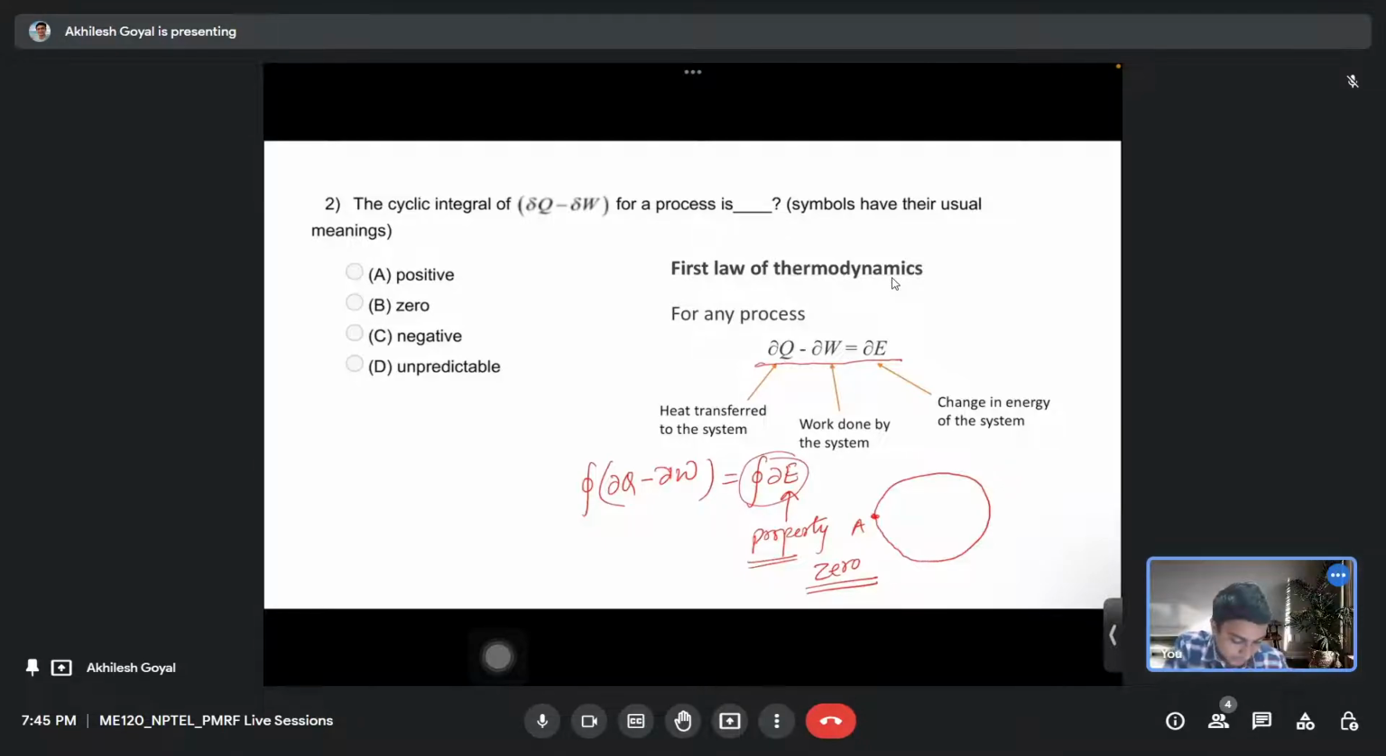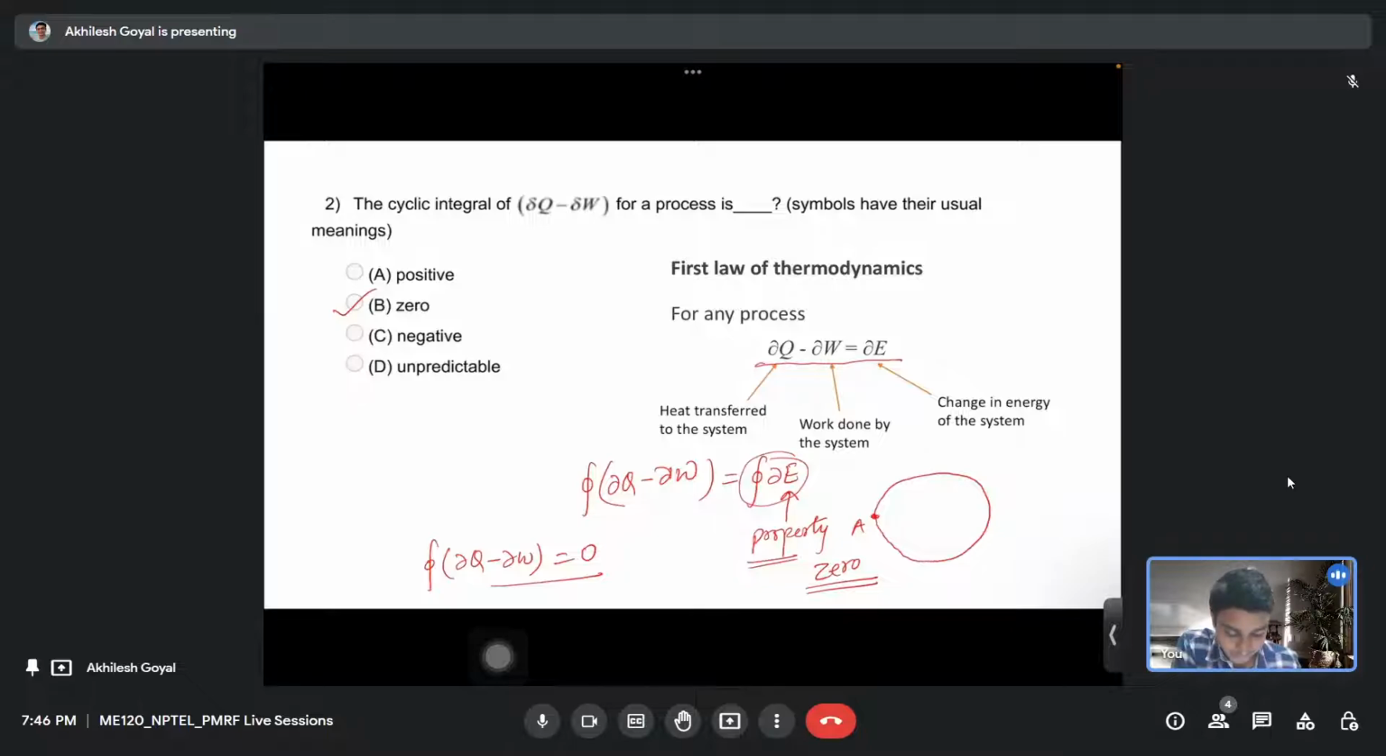So we can say that for a cyclic process, the cyclic integral of del q minus del w is equal to 0. So option B is correct here. Okay, so this is the answer. Any doubt in question 2? No doubt. Okay, let's move to the next question.